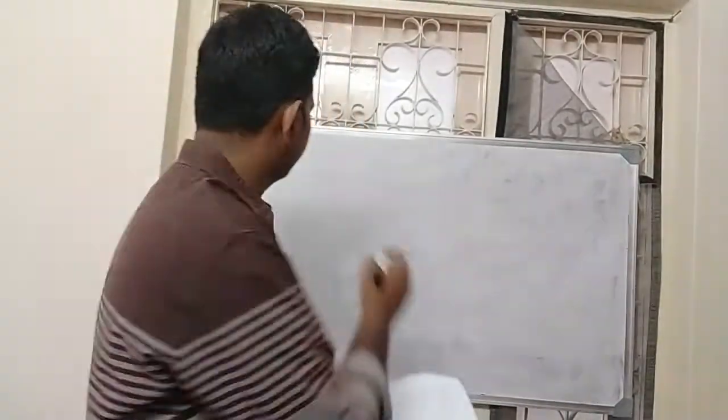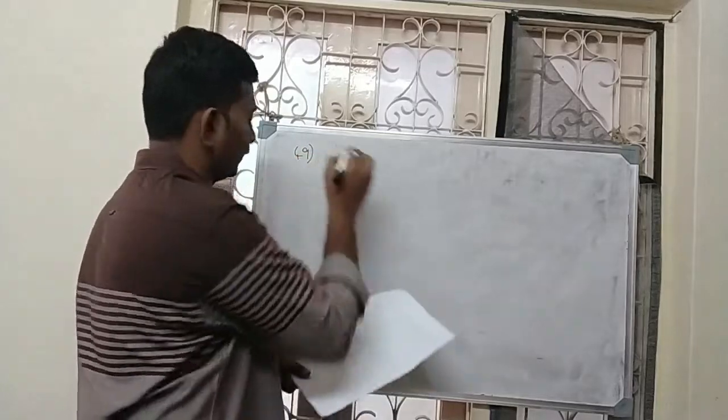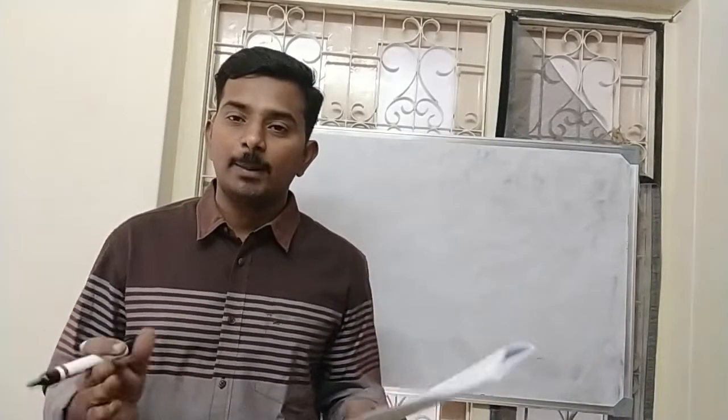Coming to the next question, question number 49. The freezing point of 0.1 molar solution of glucose is minus 1.86 degrees centigrade. If an equal volume of 0.3 molar glucose solution is added, what will be the freezing point of the mixture? Again, we have two solutions and we are mixing both. After mixing, they are asking what will be the freezing point of the solution.